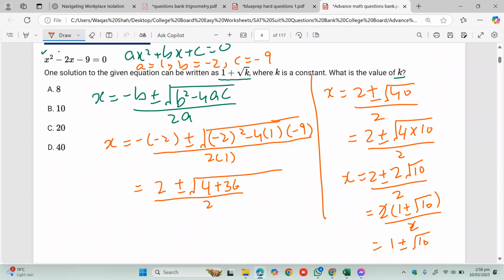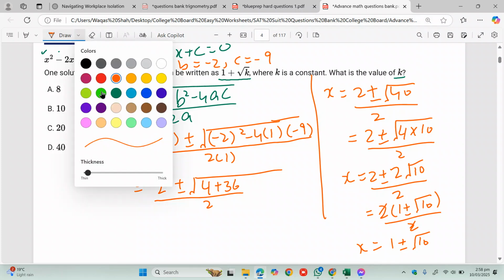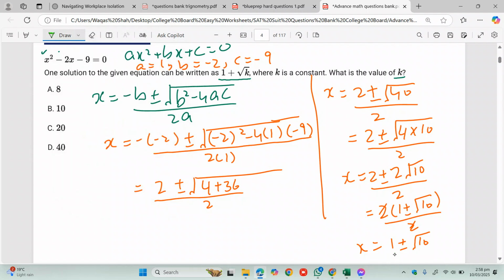So now you can compare this with 1 plus square root of k. If we compare it, k is equal to 10, so B is the answer. I hope it's clear, students, to you.